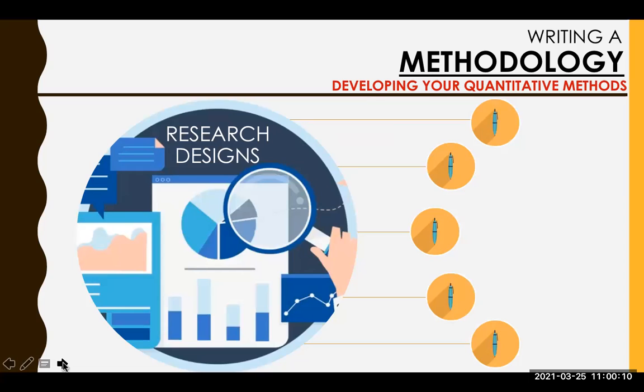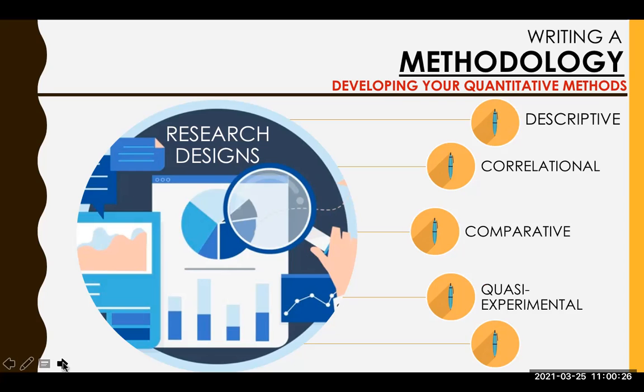Quantitative researches are classified into five general kinds. The first is descriptive, correlational, comparative, quasi or quasi-experimental, and experimental research designs. So let's discuss intensively the following research designs.